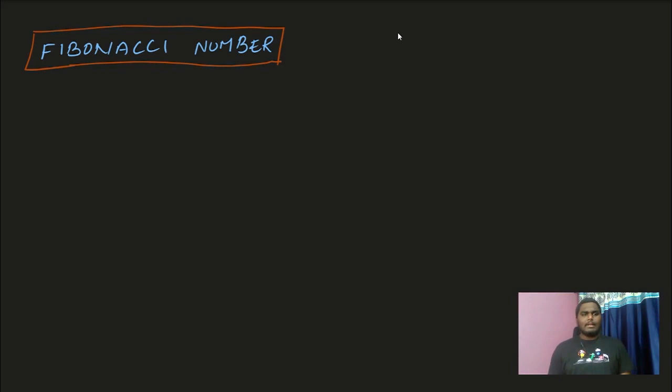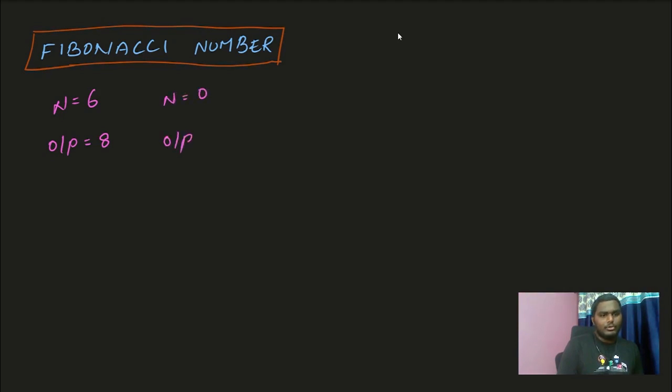So let's solve another problem using recursion. The problem statement is something like this. You will be given an n. You simply need to return the nth Fibonacci number. That's it. Let's say if you are given n equal to 6, your output should be 8. If you are given n equal to 0, your output should be 0. If you are given n equal to 7, your output should be 13.